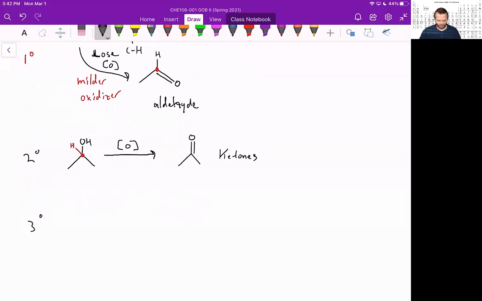And then tertiary alcohols, if you were to treat those with an oxidizer, there's no reaction because there are no carbon-hydrogen bonds on the carbonyl carbon to oxidize. Those are the products of alcohol oxidation. Now you might ask, well, what does this matter?